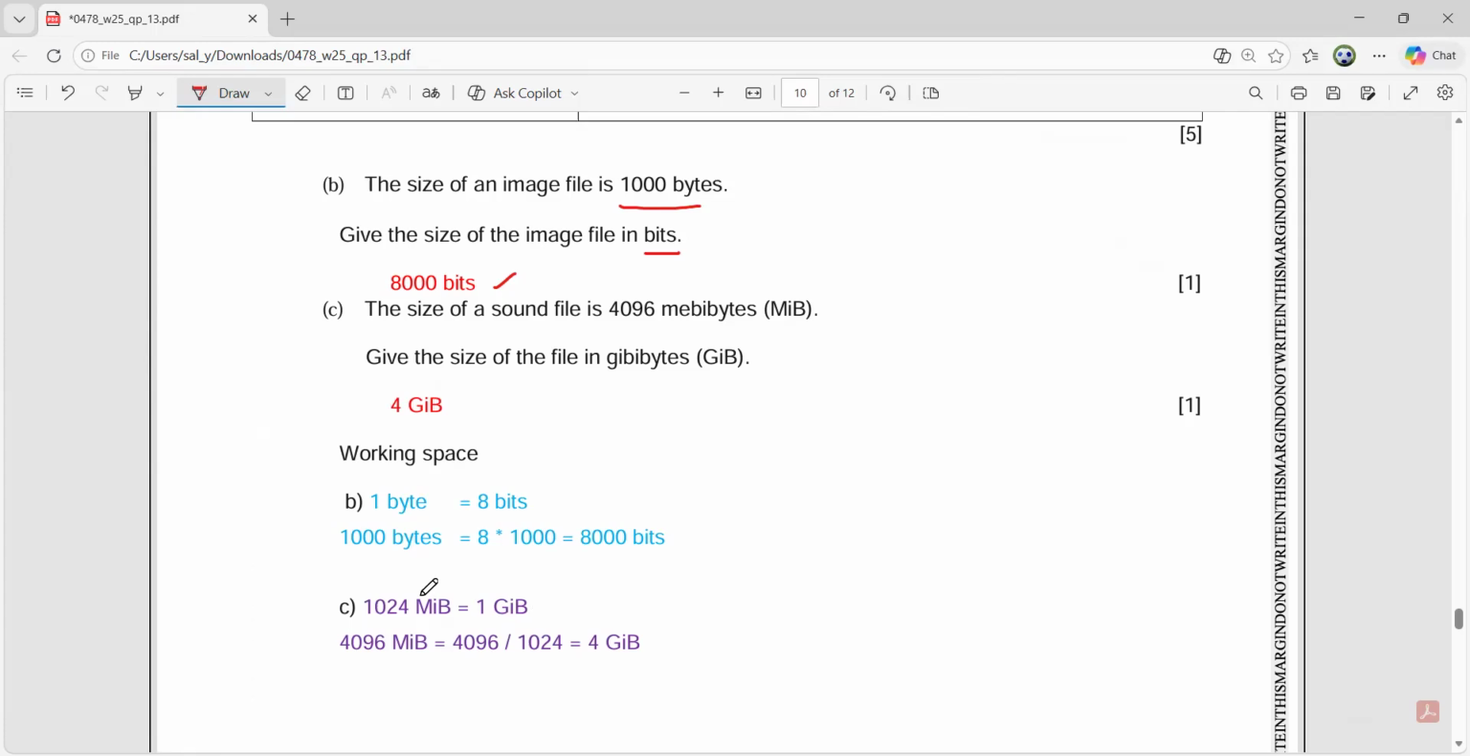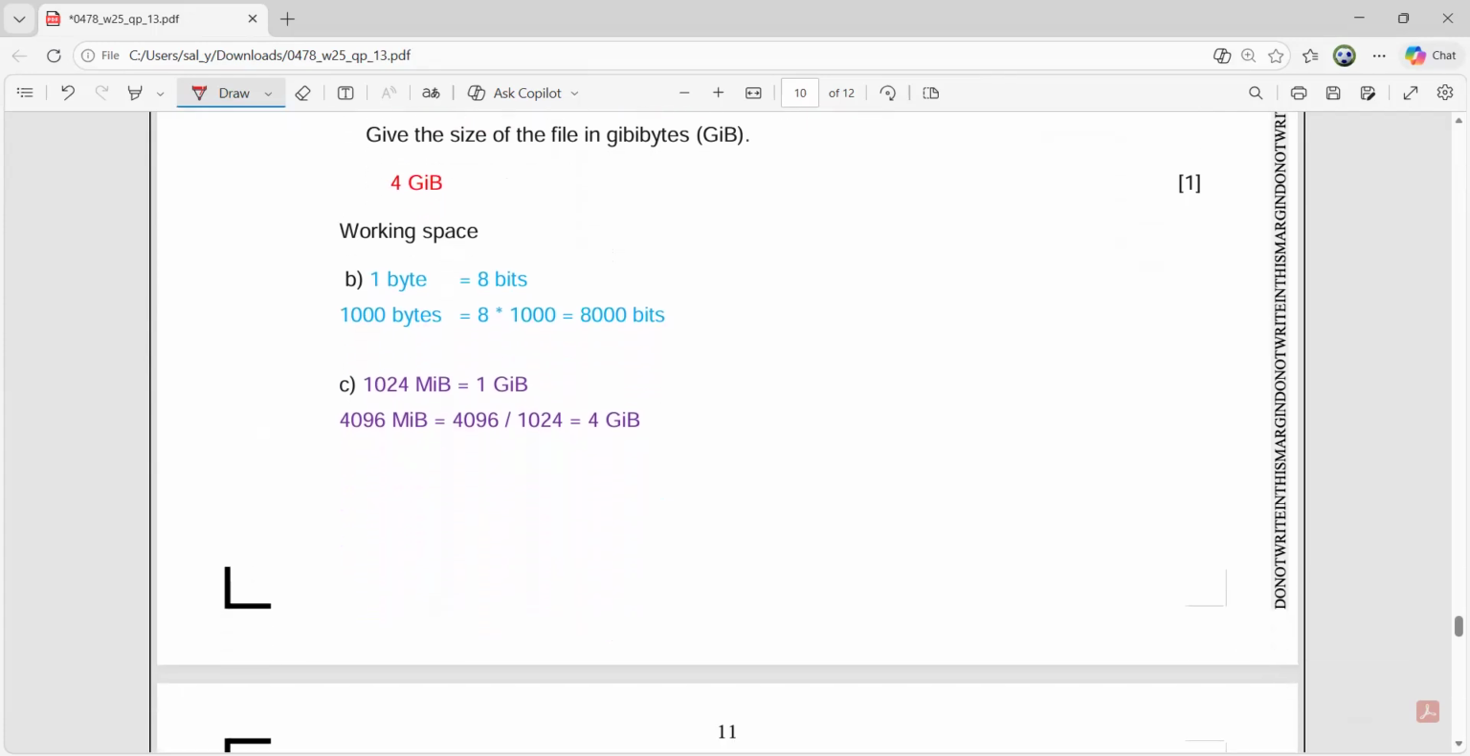So what we did, 1024 megabytes equals 1 gigabyte. Simply, 4096 means 4096 divided by 1024, simple math, and we got the answer. No panic. Simple, these are the multiples of 1024: 1024, then 2048, then similarly in this manner, so easy to remember. Fine.